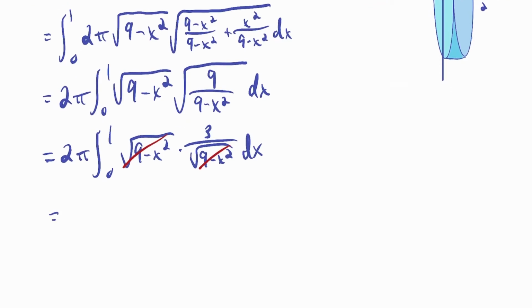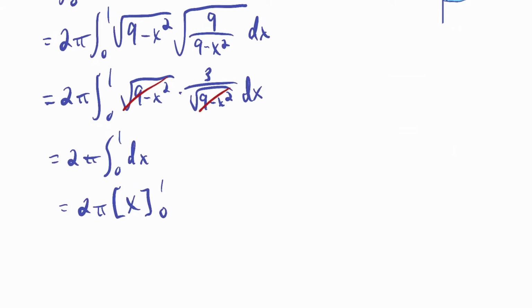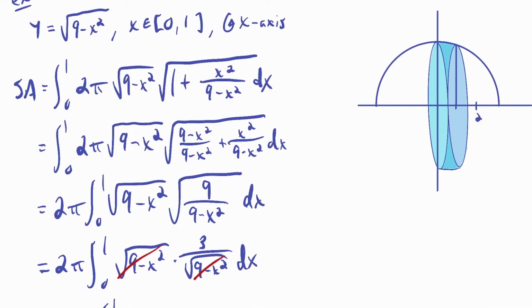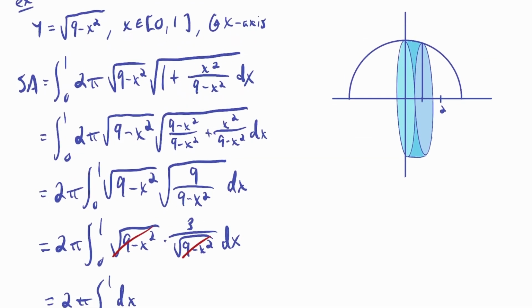And so I get 2 pi times the integral 0 to 1 dx. This is 2 pi times x evaluated at 0 and at 1, so 1 minus 0. So 2 pi is the surface area of that section of a sphere.